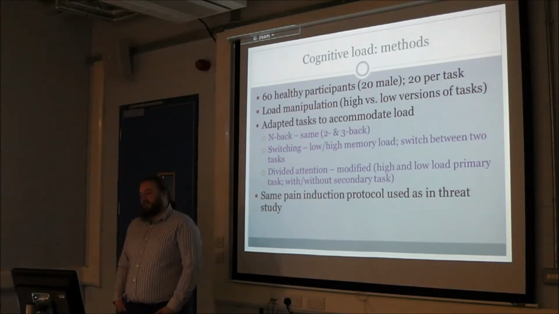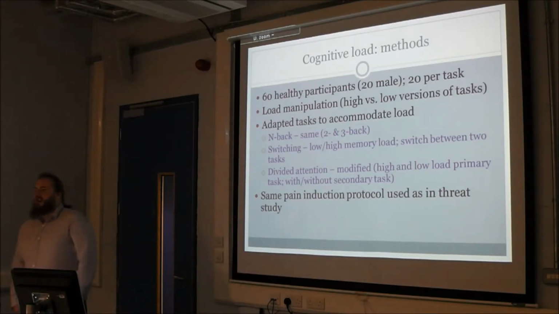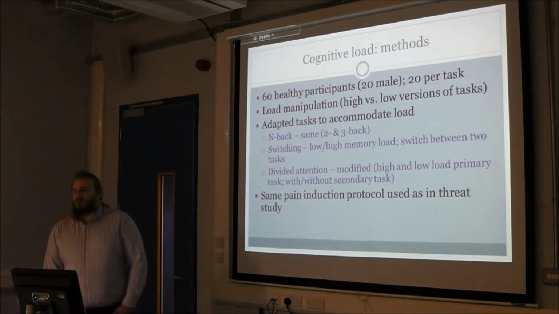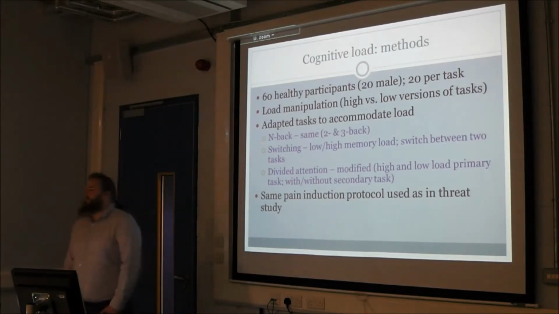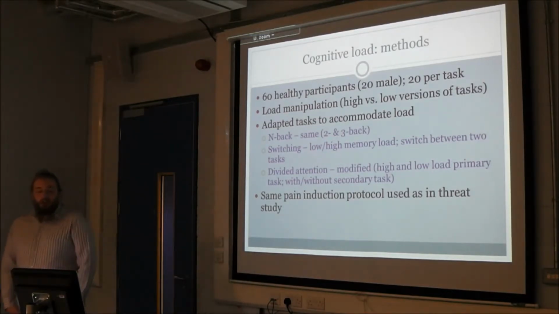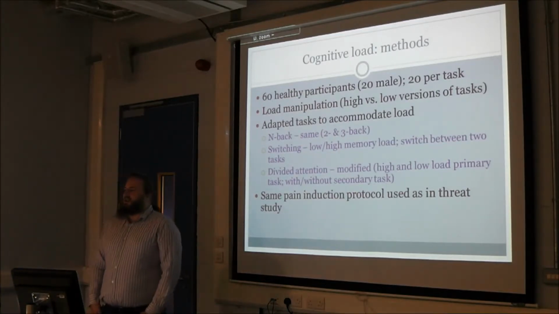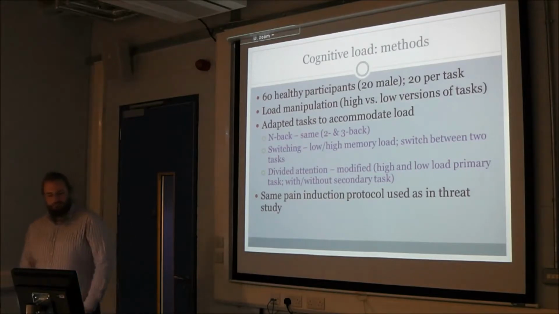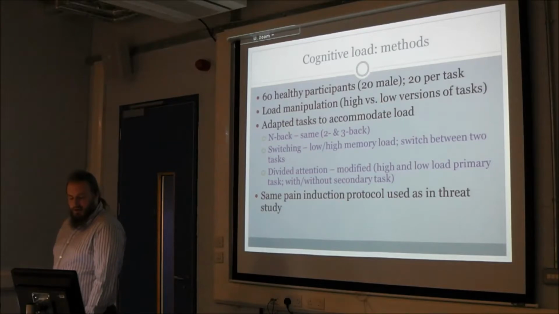We had to slightly change our other 2 tasks, unfortunately, because they didn't nicely lend themselves to this sort of load manipulation. So we designed a switching task in which we gave the participants a list of either 3 or 8 letters to remember, and then we asked them to perform a task which involved switching between the tasks of was this in the memory list or not, and is the letter red or green. And then we did a divided attention task, which again had to be quite heavily modified to were the 3 stimuli at the centre in the memory list or not, and then the lines task remained the same. So, same pain procedure as we used in the threat study.